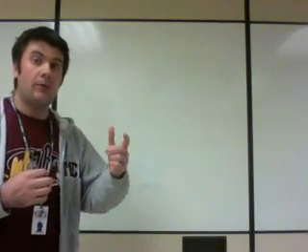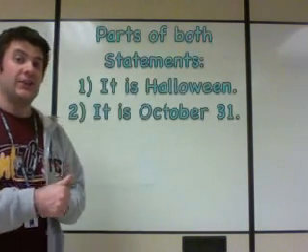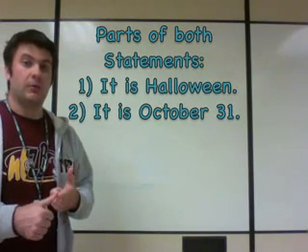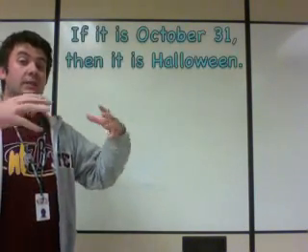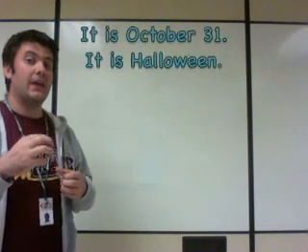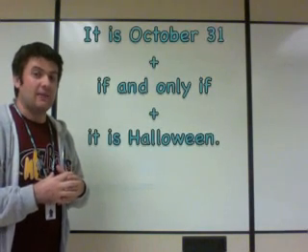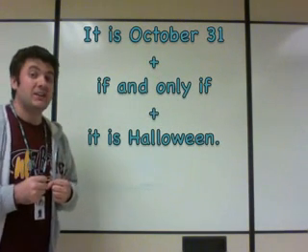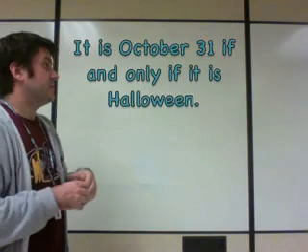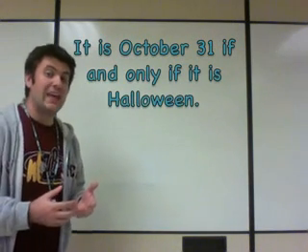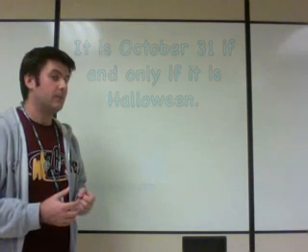To write a biconditional, we take the if and the then from each of these statements. Now, they both use the same parts. It is Halloween and it is October 31st. Take those two parts, remove the if and then combine them with the phrase if and only if. So our biconditional in this case is it is October 31st if and only if it is Halloween.